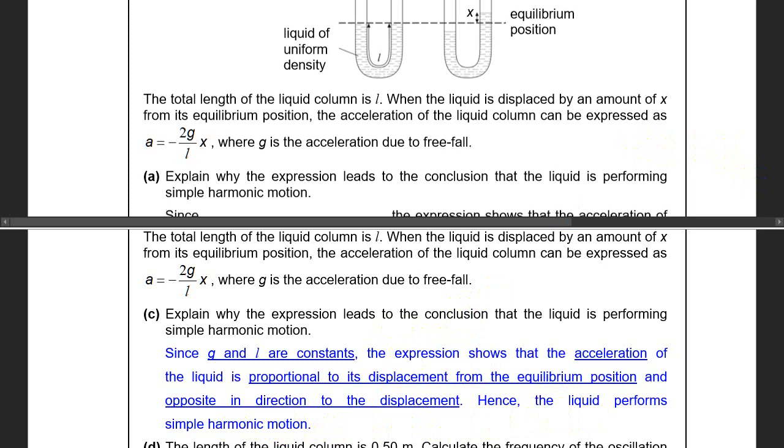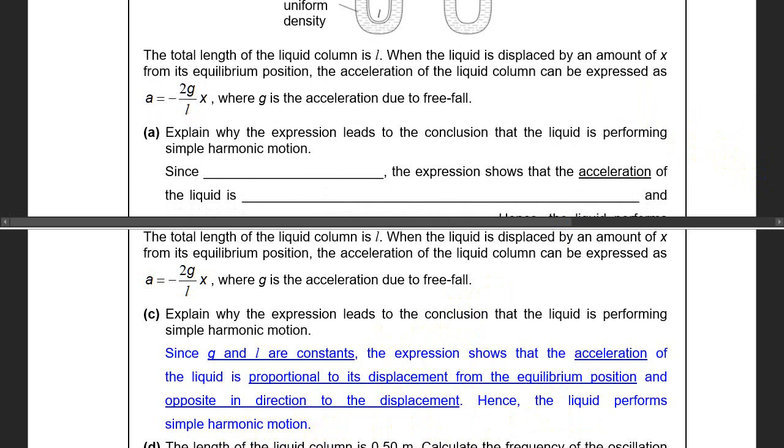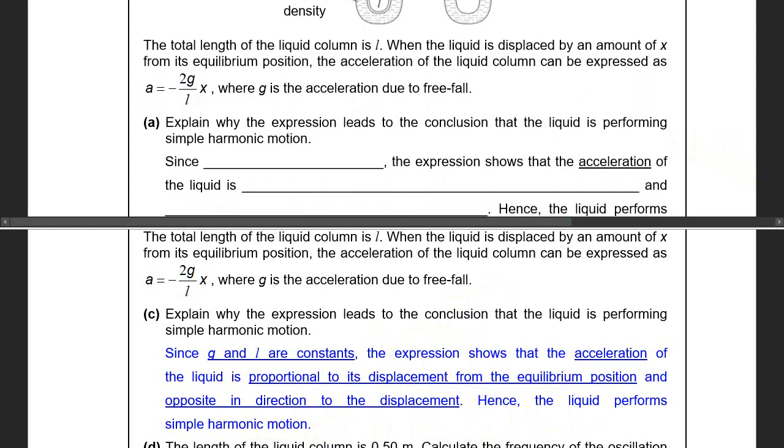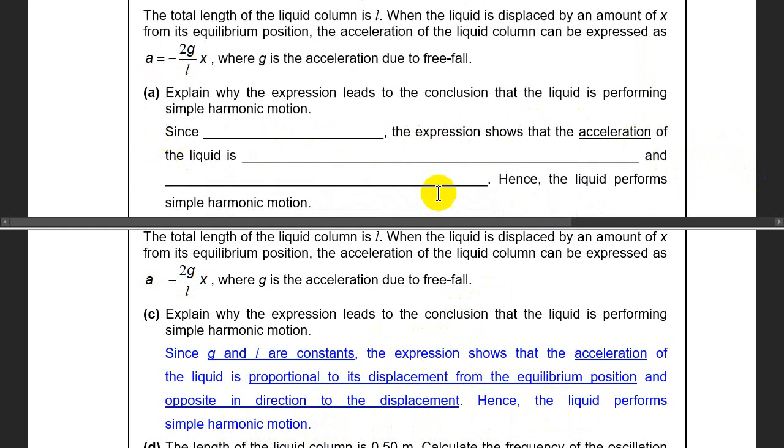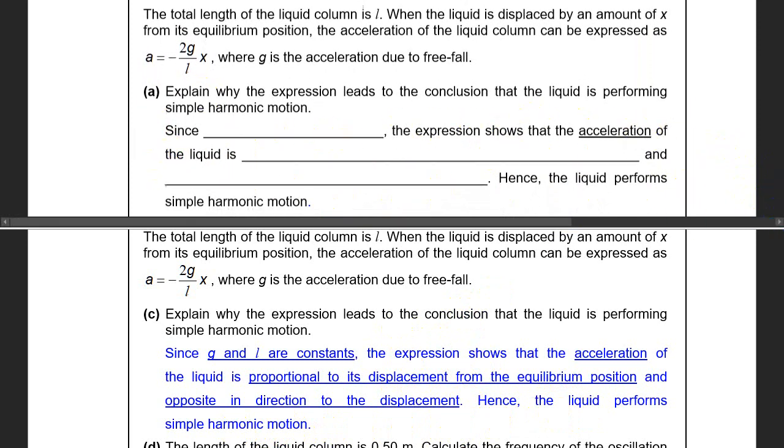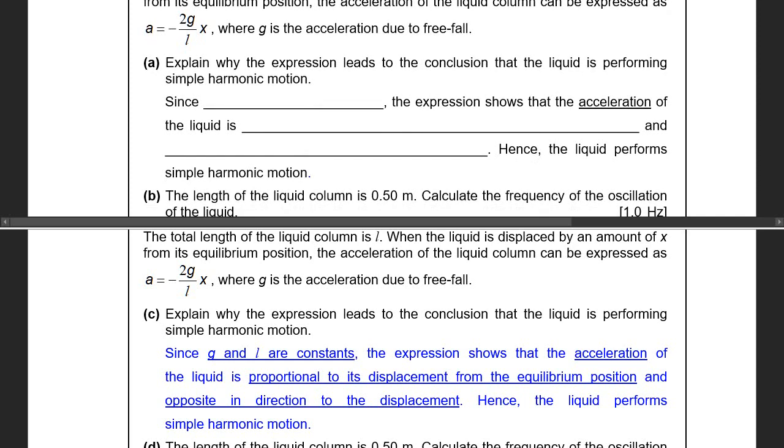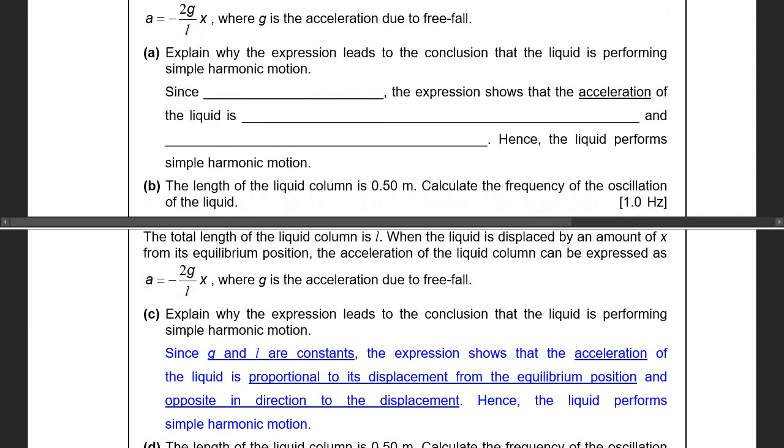Okay, part B. It's just filling in the blank, this is part of the answer. Okay, part B, what's the question? The question is: the length of the liquid column is 0.50 meters. Calculate the frequency of the oscillation of the liquid. For this one we have to apply what they have just told us, something new.